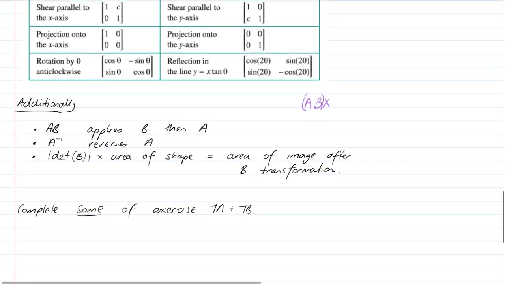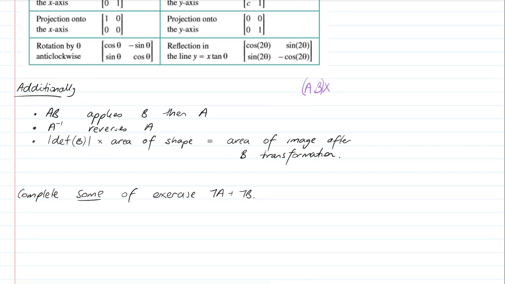And also remember this little tidbit here, which is snuck into a couple of exams that I've seen. The determinant of B times the area of the shape is the area of the image after a B transformation. So if you have a transformational matrix and you're multiplying it by an X, an original, that actually defines a shape, say a square. So a 1 by 1 square, and the determinant of B is 4. Then this new shape, which might or might not be a square, will have an area of 4.